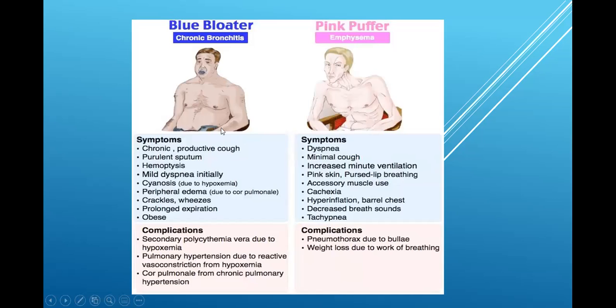All right, this is just some pictures of a blue bloater and a pink puffer. This is how they look. Your chronic bronchitis patients usually look a little bit bluish all the time. Chronic productive cough. You don't have to know, I just threw this picture in. And your pink puffer is the one that has emphysema, usually frail, and looks kind of like that.